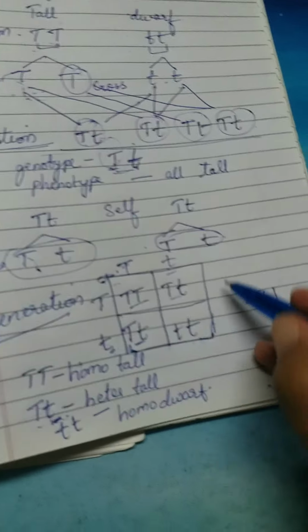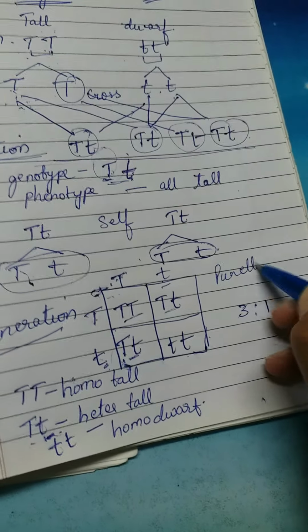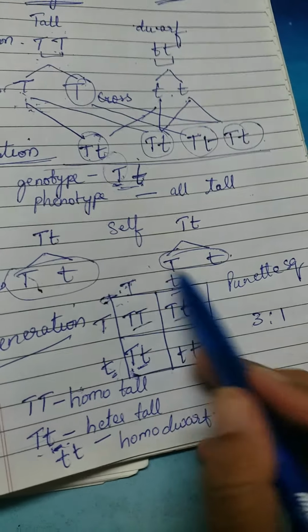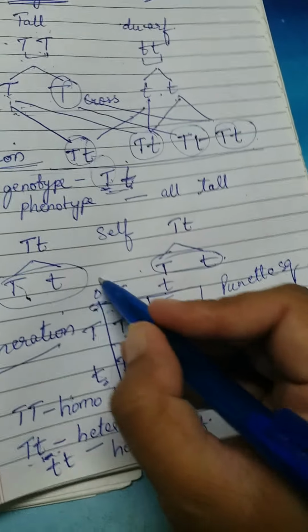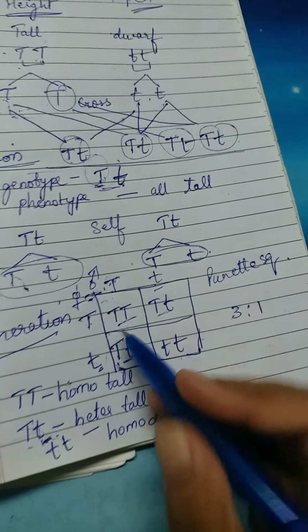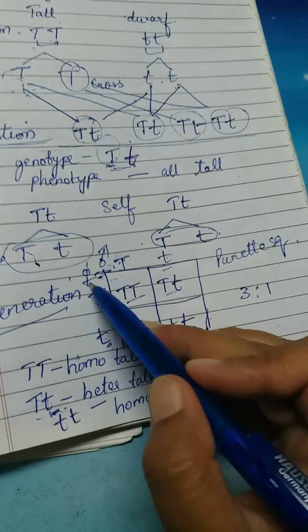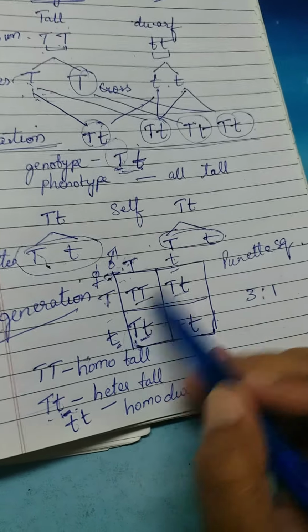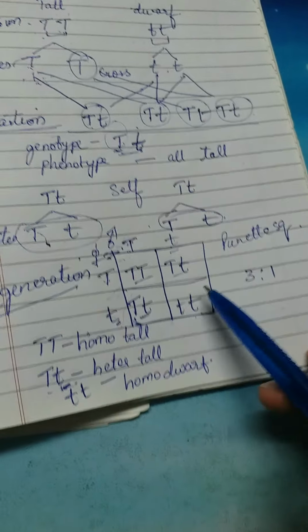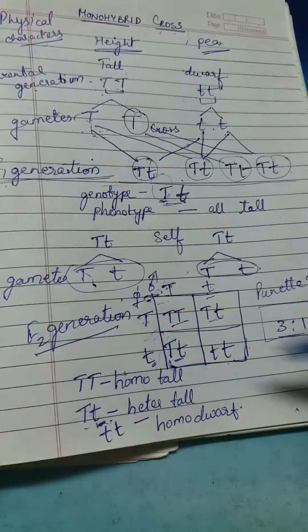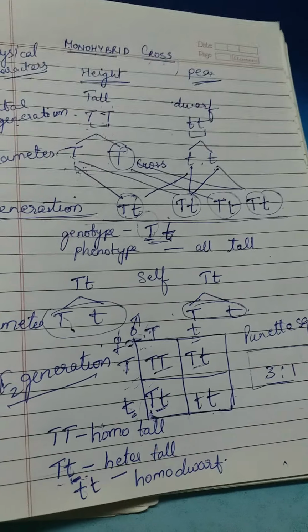And then this is called the Punnett square, where we took one on one side, you can say male here and female here. This represents the male and this represents the female. Again, crossing over and we get the result as 3:1. This is the explanation for your monohybrid cross.